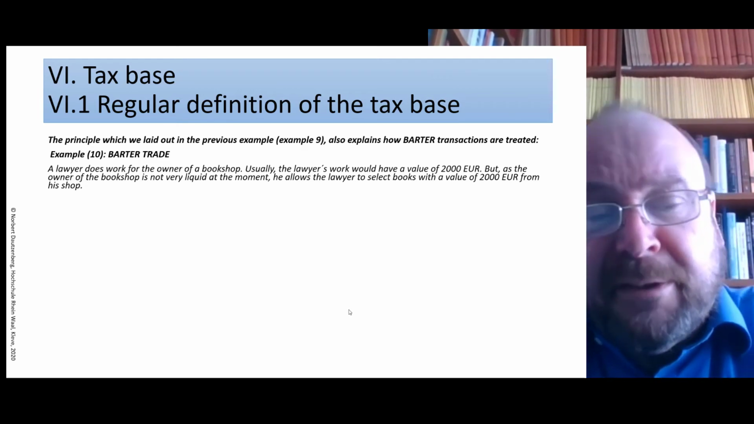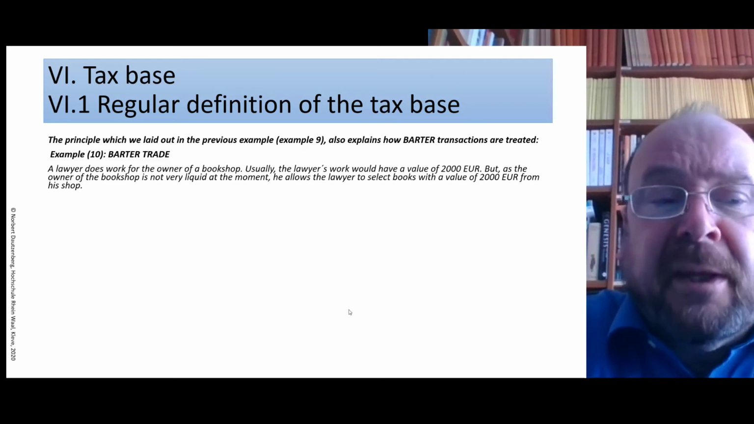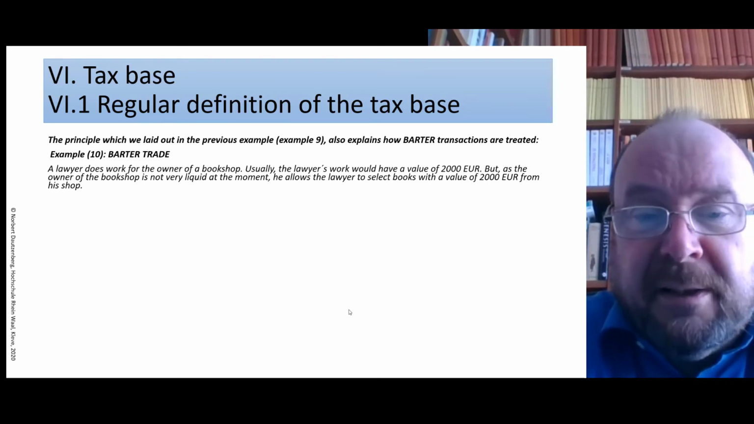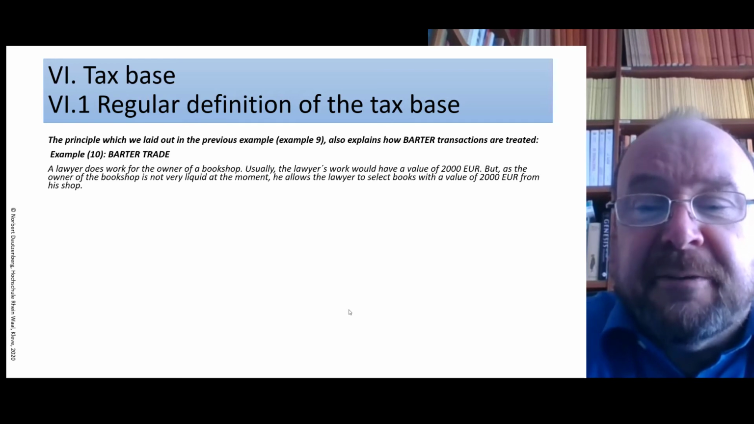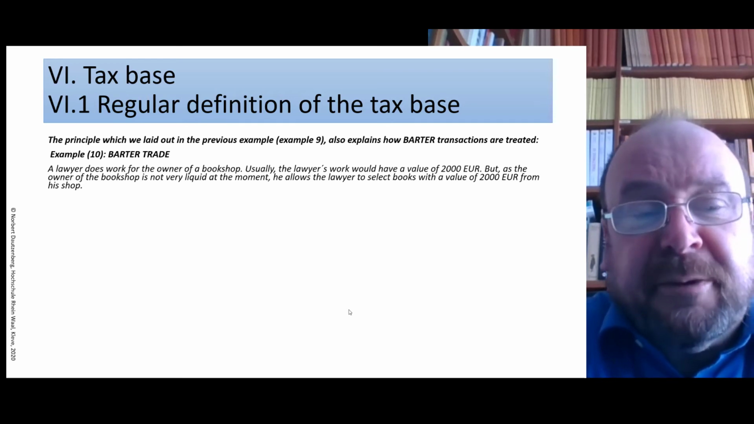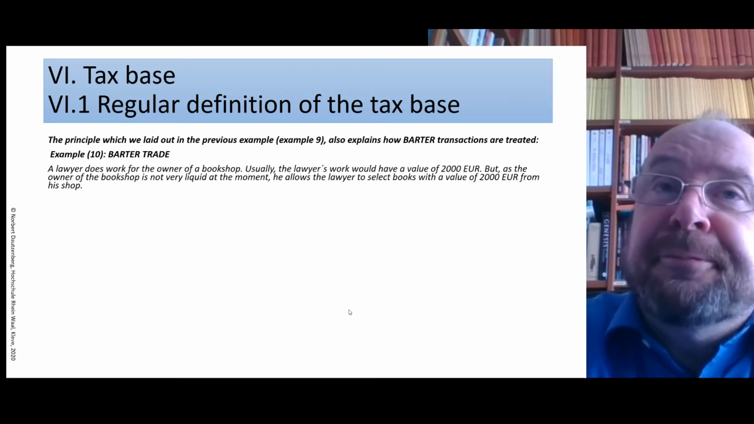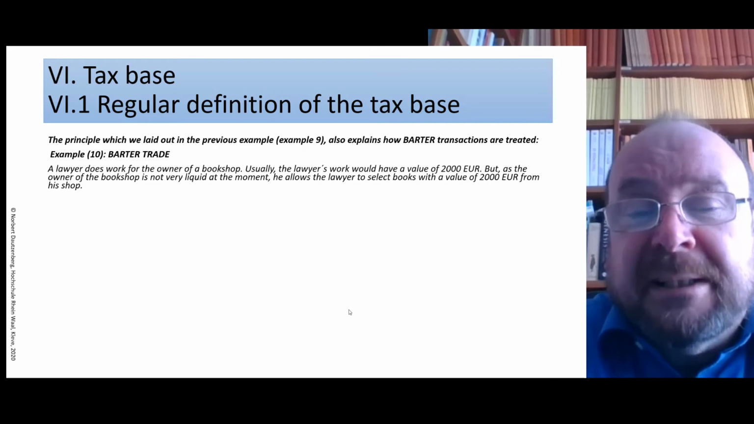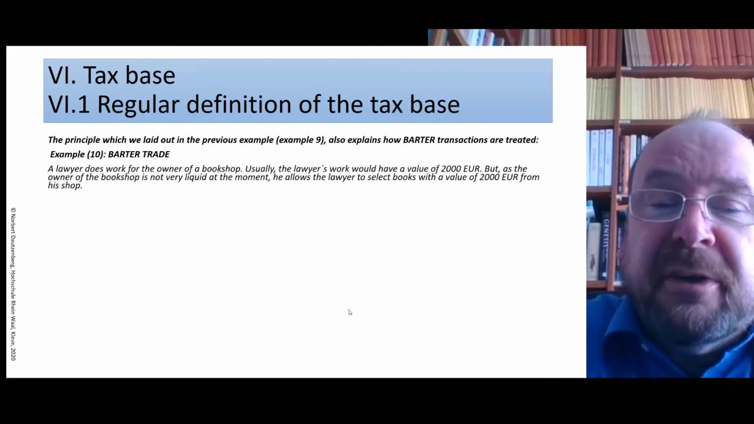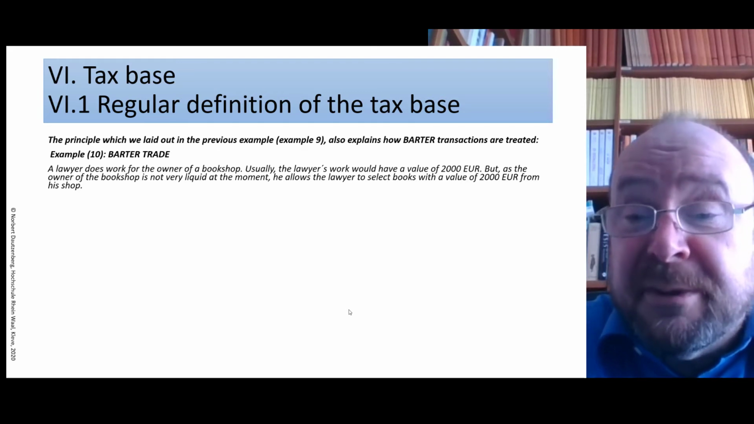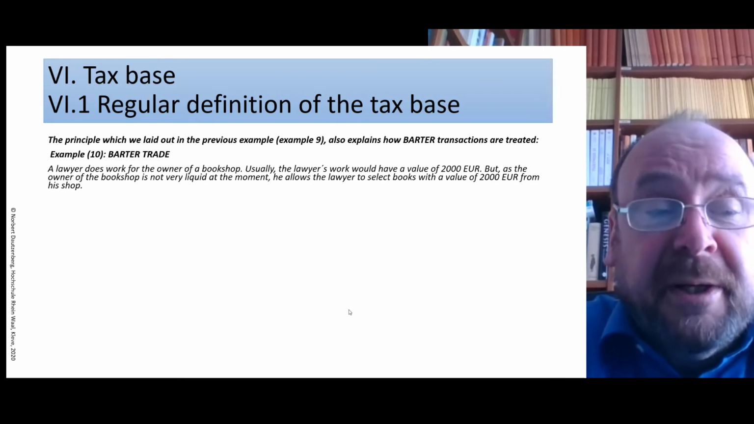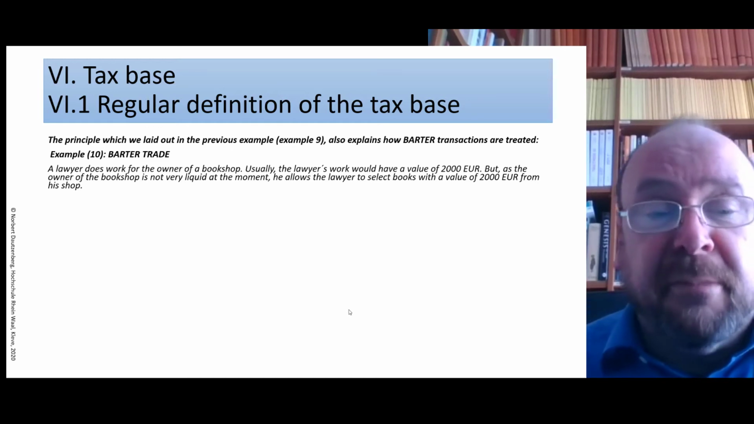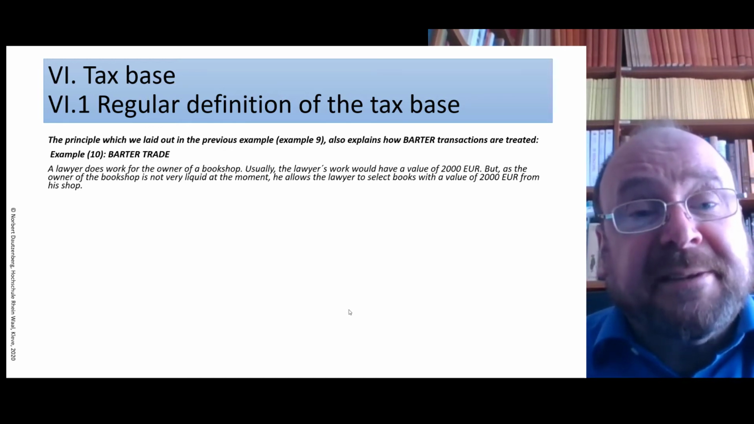A lawyer, I don't know why I like lawyers today, does work for the owner of a bookshop. Now the lawyer's work would have a value of 2,000 euro, but as the owner of the bookshop is not very liquid and does not have much cash at the moment, he allows the lawyer to select books with a market value of up to 2,000 euro in total from his shop. So payment in kind, not in money. The lawyer says, yes, okay, why not?